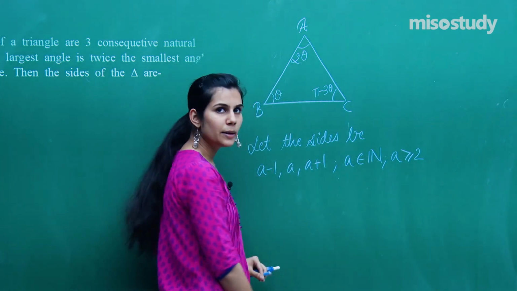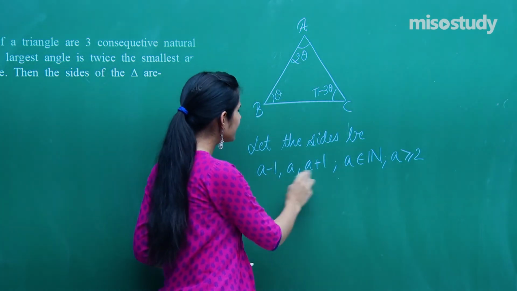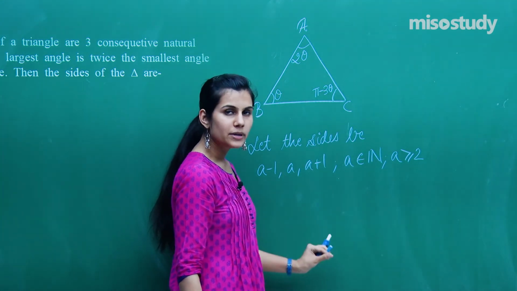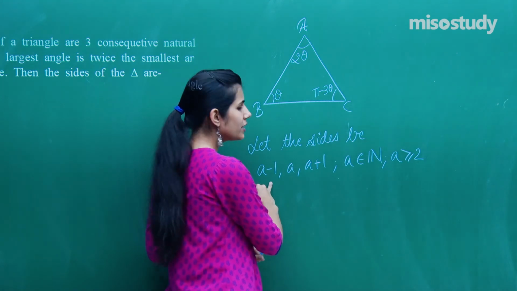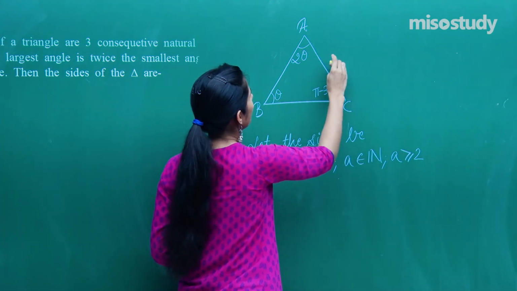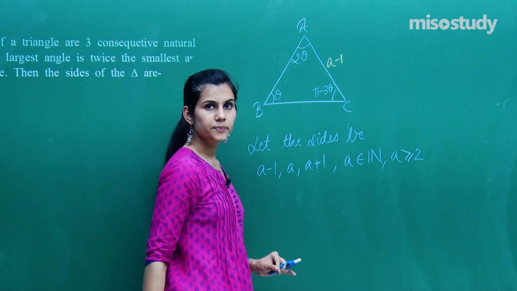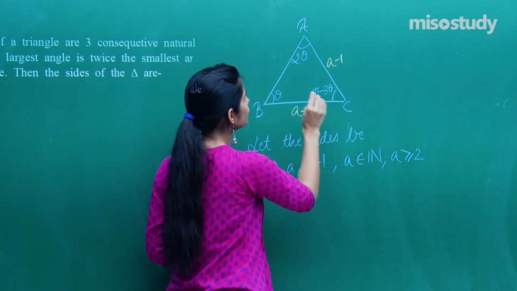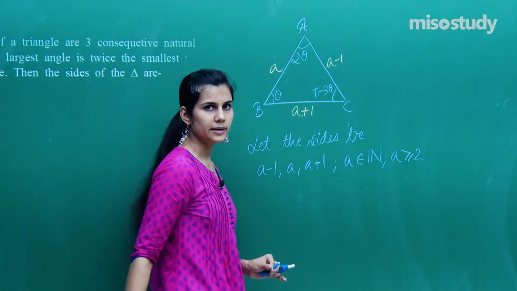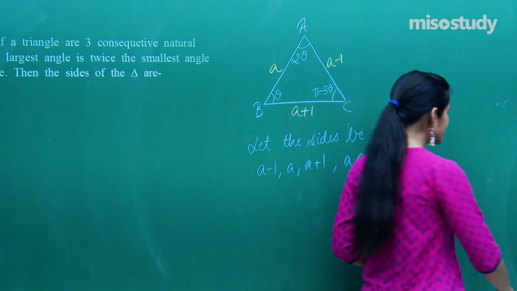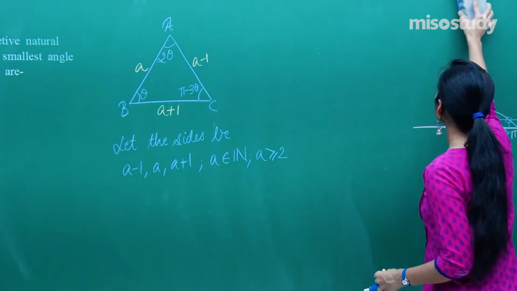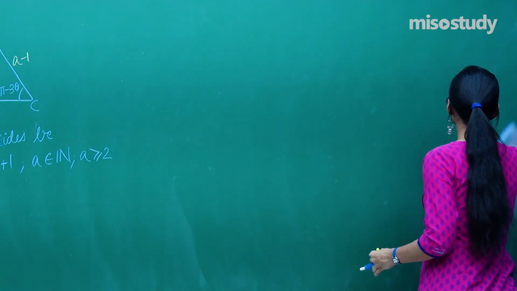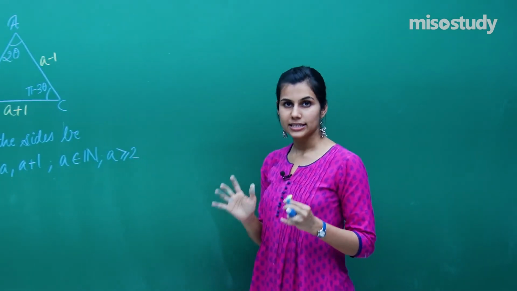And all these are natural numbers, that is why I have taken a minus 1, a, a plus 1. Three consecutive natural numbers are the three sides. Now a minus 1 is the smallest, so it is going to lie opposite to the smallest angle. A plus 1 is the largest, so it is going to lie opposite to the largest angle, and so this is your 2 theta. You know the sides, you know the angles. What is the rule which can help you relate them? It is nothing but the sine rule.